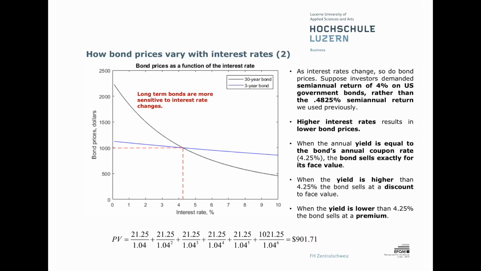Moreover, we observe that the bond sells exactly for its face value if the bond's annual yield is equal to the bond's coupon rate. In case the yield to maturity exceeds the coupon rate, the bond sells at a discount to its face value and vice versa.